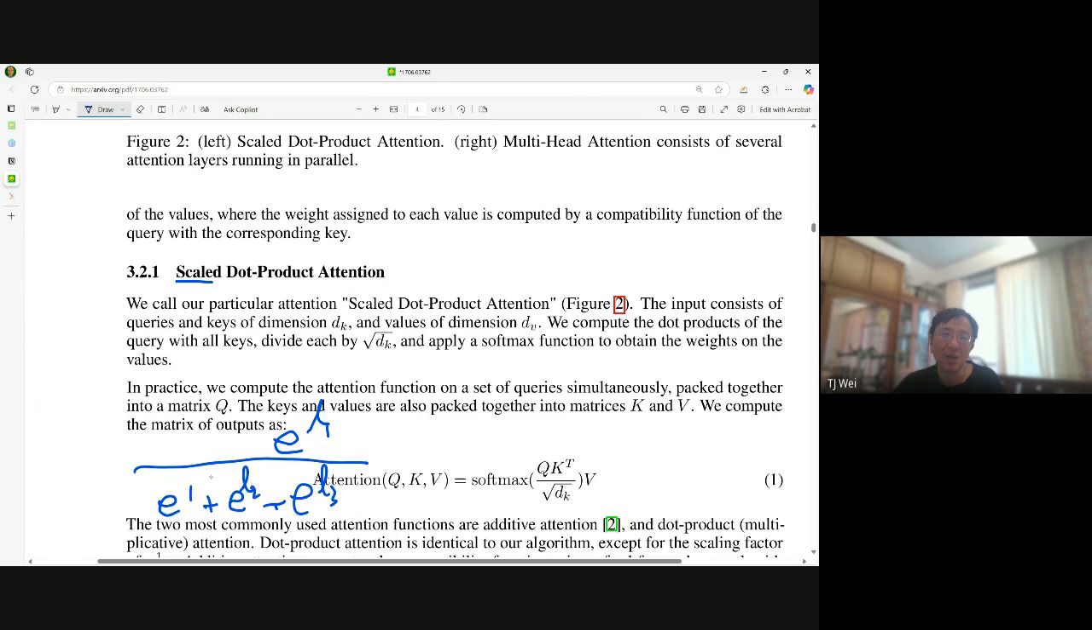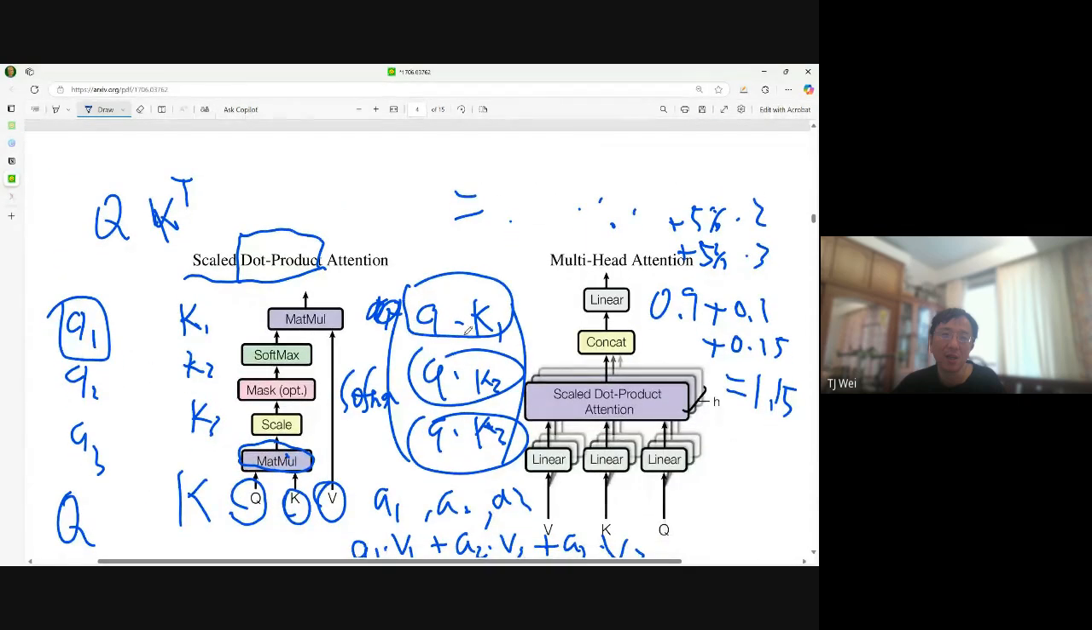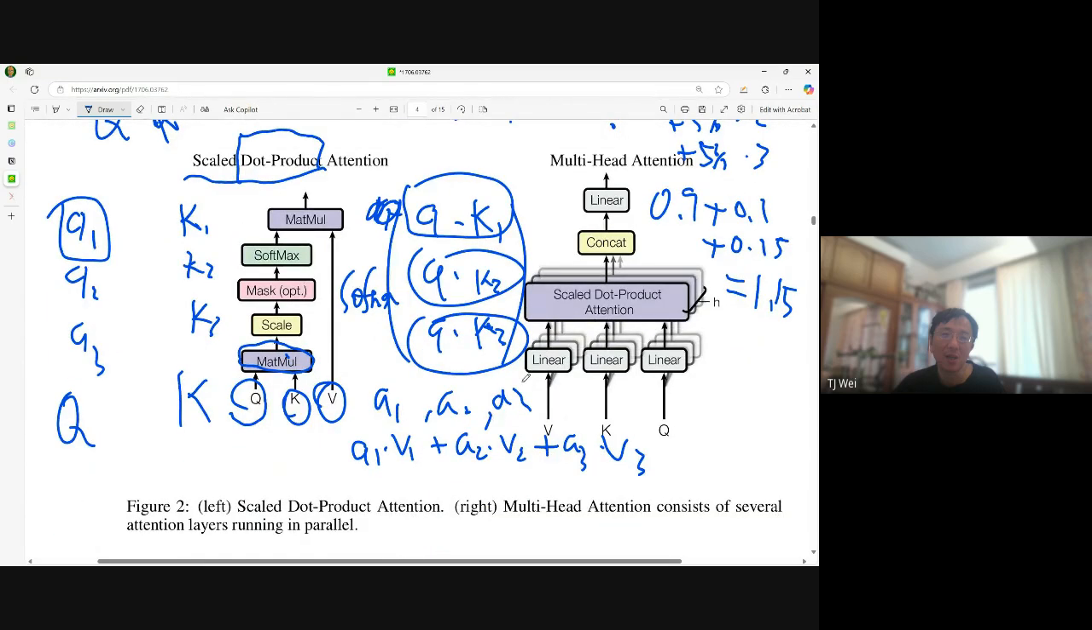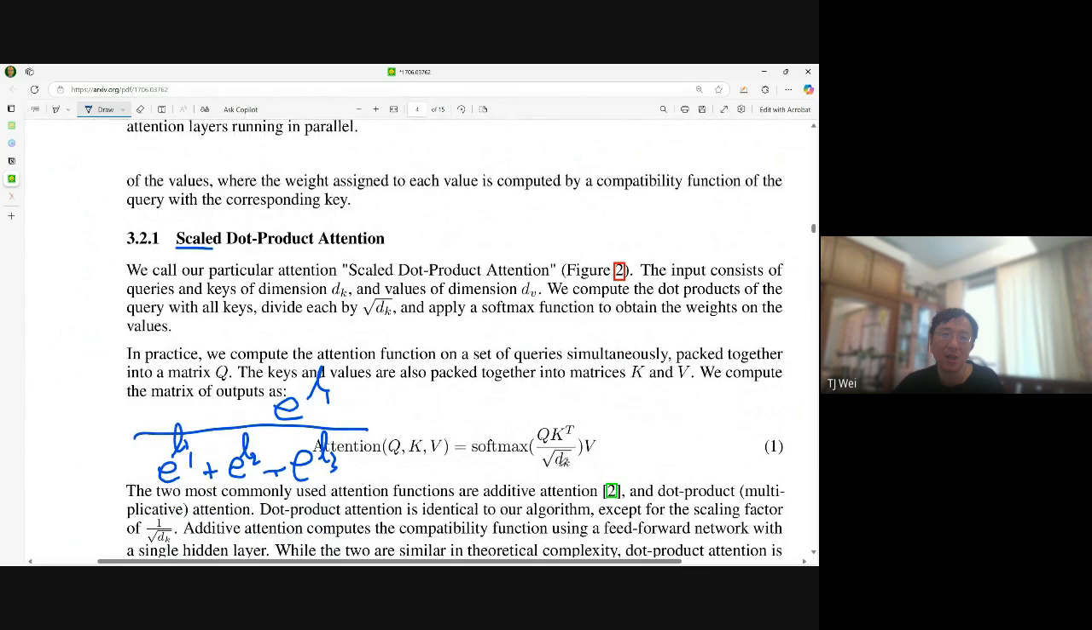Logits right here. And L1, L2, L3 is in fact Q·K1, Q·K2, and Q·K3. If the dimension of Q is really large, note that the dimension of Q and the dimension of K are the same, which is dk right here. You can see a dk. dk is the dimension of the key and the query. The dimension of the value is dv, which may be a different number.